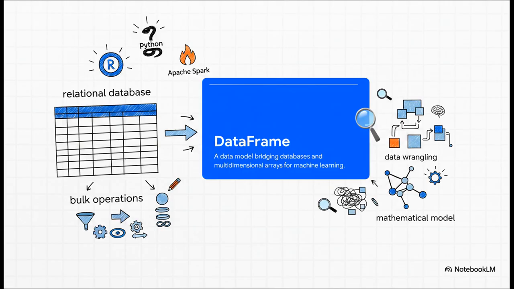Now, conceptually, a data frame might seem pretty similar to a relational database table because it supports bulk operations. You can filter rows, group information, aggregate totals, and join disparate datasets together. However, there's a fundamental operational difference. SQL databases are highly declarative. You simply tell the database what final result you want, and the internal engine figures out how to go fetch it. Data frames, on the other hand, allow data scientists to programmatically and incrementally wrangle data.